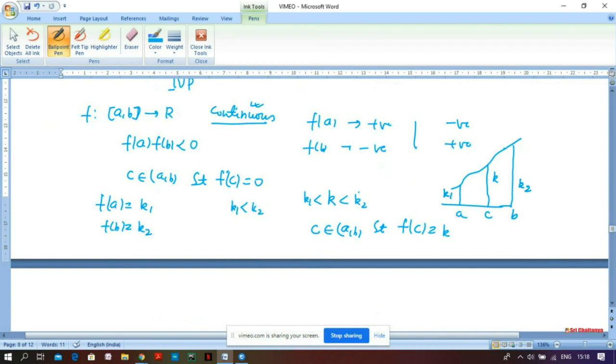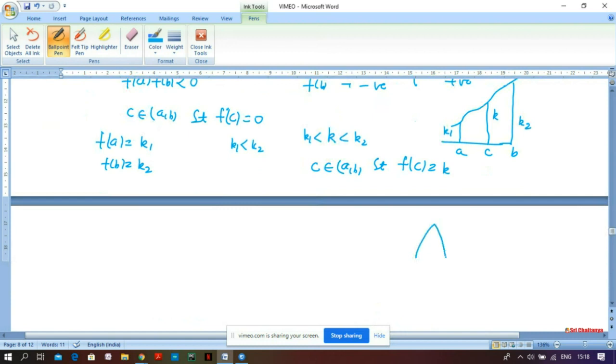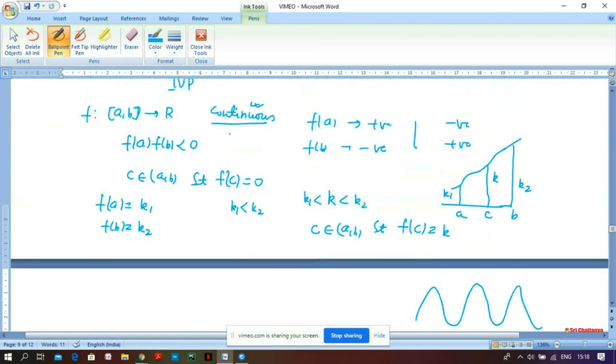Continuity is important, otherwise you can make examples in which this will not be attained, because the function may be this kind of thing, or this kind of thing also may be there. So we will say that there is at least one root. Here we are applying it in a particular case.